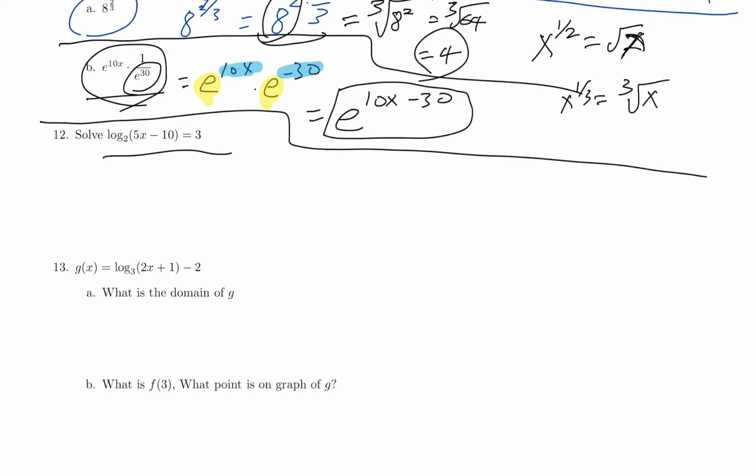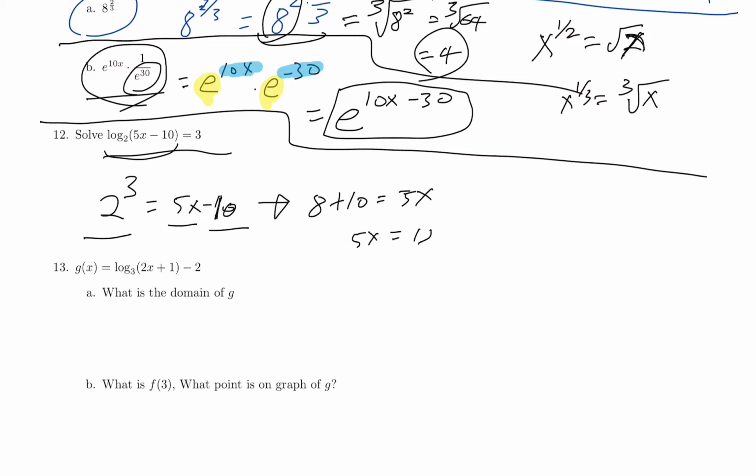According to this, 2 raised to the third power gives me 5x minus 10. Now we're just solving for x. It's just a linear equation now. There's one little catch, and I'll tell you in a second. So we solve for x. I'm going to add 10 to both sides. This is 8, so I have 8 plus 10 equals 5x. Then we get 5x equals 18, so x equals 18 over 5.